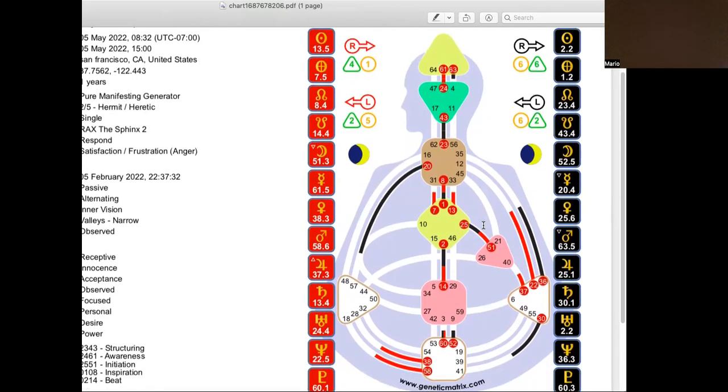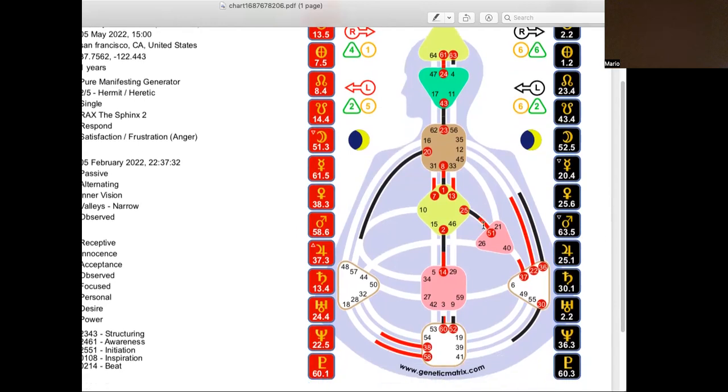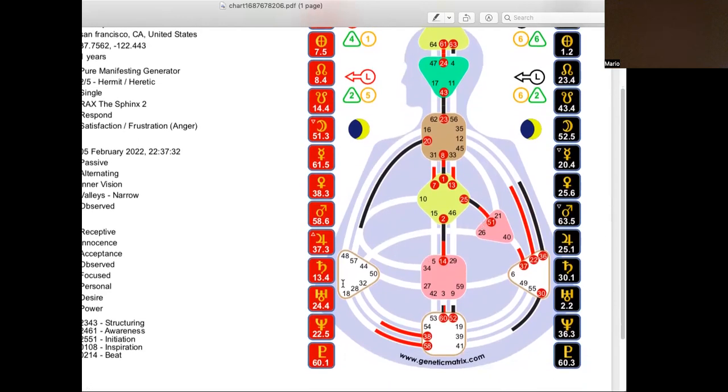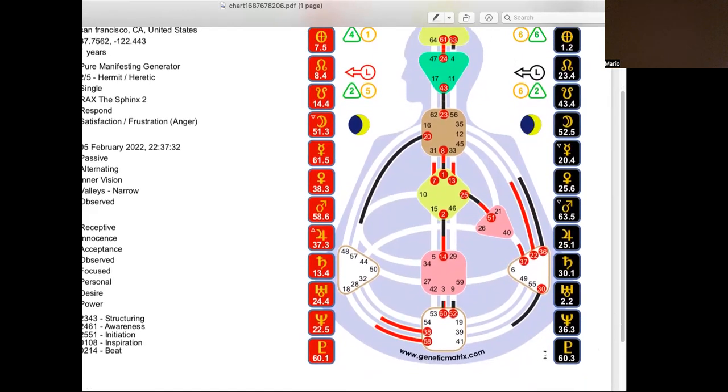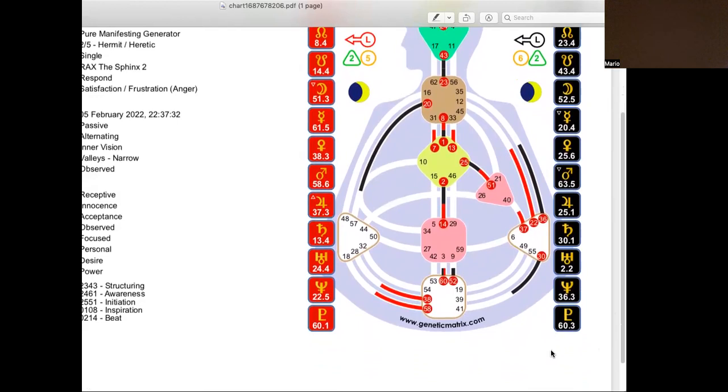I'm going to go over now something called overlays. This is where we have a gate that has the same hexagram number on the unconscious side as on the conscious side. So if you look at this chart here, we have one overlay, and it's Pluto, which is in gate 60, line 3 on the conscious side, and 3 months prior on the unconscious side, it's also on gate 60, in this case, line 1. And we see that here on the root center.